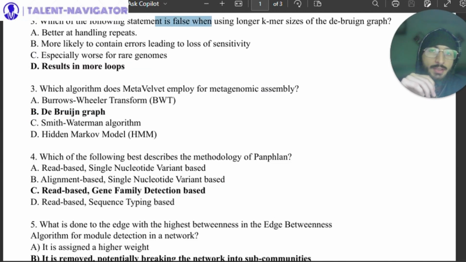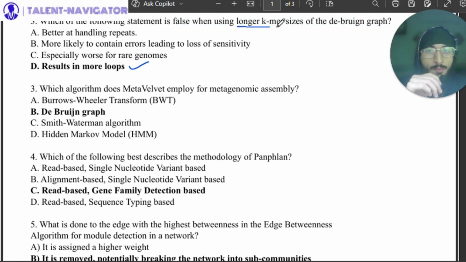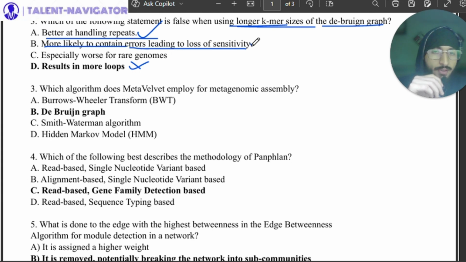Which of the following statements is false when using longer k-mer sizes of the De Bruijn graph? Which is false? So basically, it results in more loops with longer k-mer sizes. That is false. Longer k-mer sizes of De Bruijn graph is better at handling repeats. That is true. It is more likely to contain errors leading to loss of sensitivity is also true, especially worse for rare genomes. That is true. This is the only statement that is false.